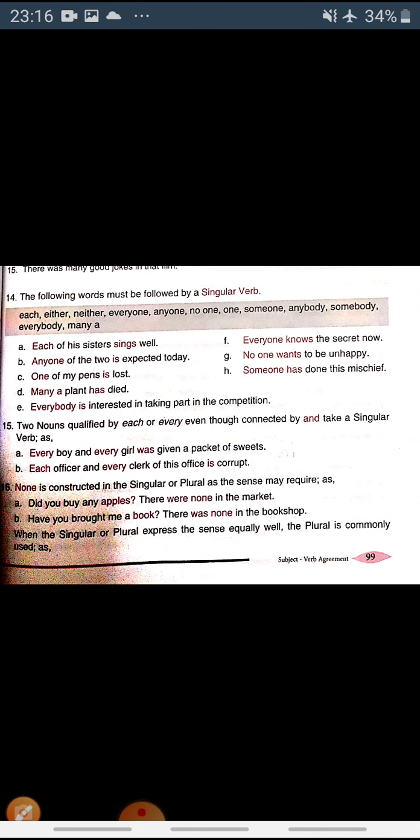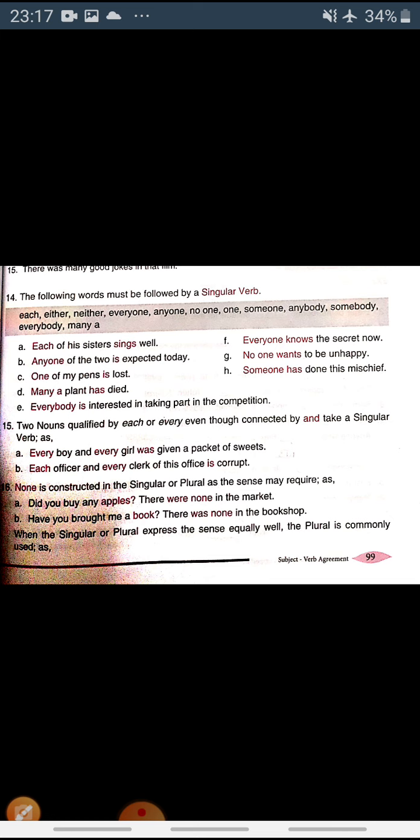Now, none is construed as singular or plural as the sense may require. See, did you buy any apples? There were none in the market. It will be construed in singular form or plural form as the sense of the sentence may require. Did you buy any apples? There were none. As we are talking about apples, we will take a plural verb. It will depend upon the sense of the sentence.